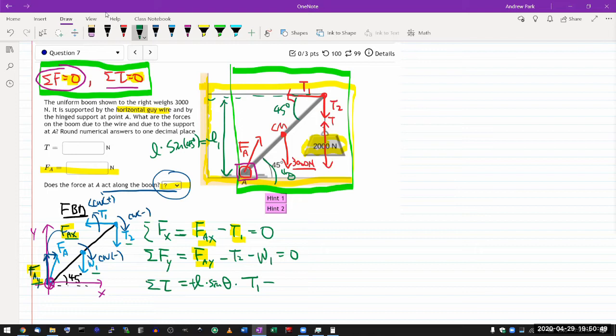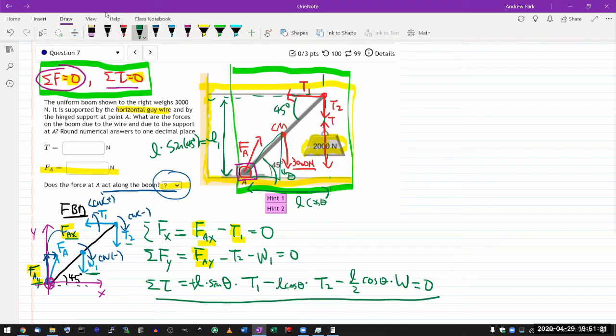Minus the clockwise torque due to T2. For T2, the lever arm is L cosine theta, times T2, minus the weight here. It's similar triangles, but this is now only half, so it's L over 2 cosine theta times the weight that's been given, equal to 0. This third equation didn't introduce any new unknowns. So now I finally have three unknowns, three equations. I should be able to solve for them.